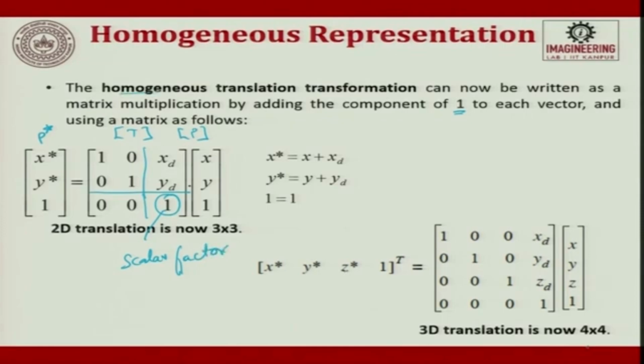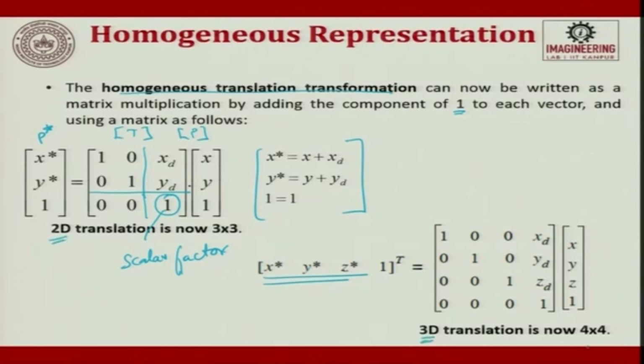The homogeneous translation matrix, which was 2 cross 2, is now expressed as 3 cross 3, and we get the homogeneous translation matrix like this. If you solve it, you get the final form: x star is x plus dx, y star is y plus dy, and 1 equals 1. So you get this when you use a 3 cross 3 matrix, whereas 2 cross 2 is 2D.